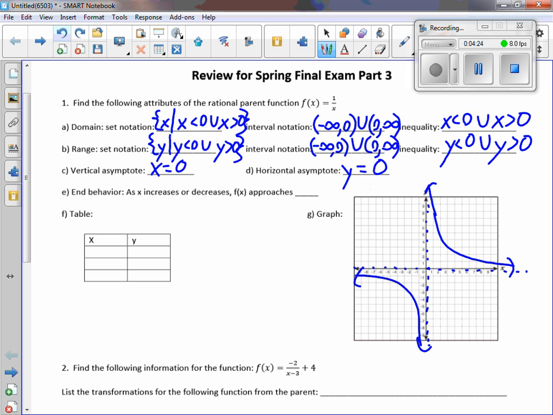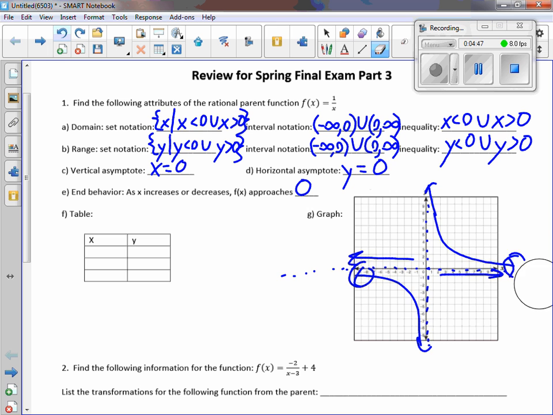Now end behavior. End behavior we know is x gets bigger, bigger, bigger, or smaller, smaller, smaller. In this case, x increases, which is to the right, or decreases, which is to the left. Either way, we notice these end pieces are getting closer and closer to 0. They're getting closer and closer to our horizontal asymptote.